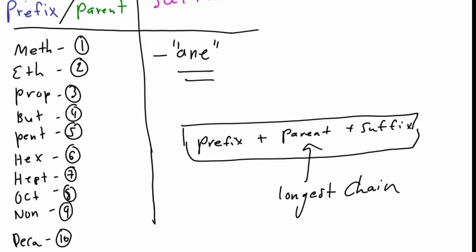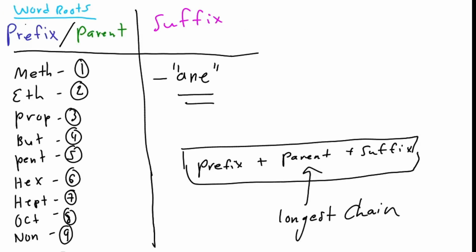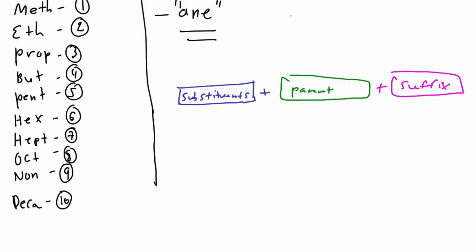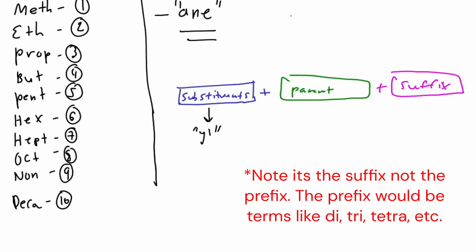And something cool for alkanes is that the suffix is always ane. That's always going to be the suffix. Another thing to note is that the prefix from our substituents for an alkane is yl. So for example, from our prefixes, it would be nonyl, methyl, octyl. And these are just for alkanes.